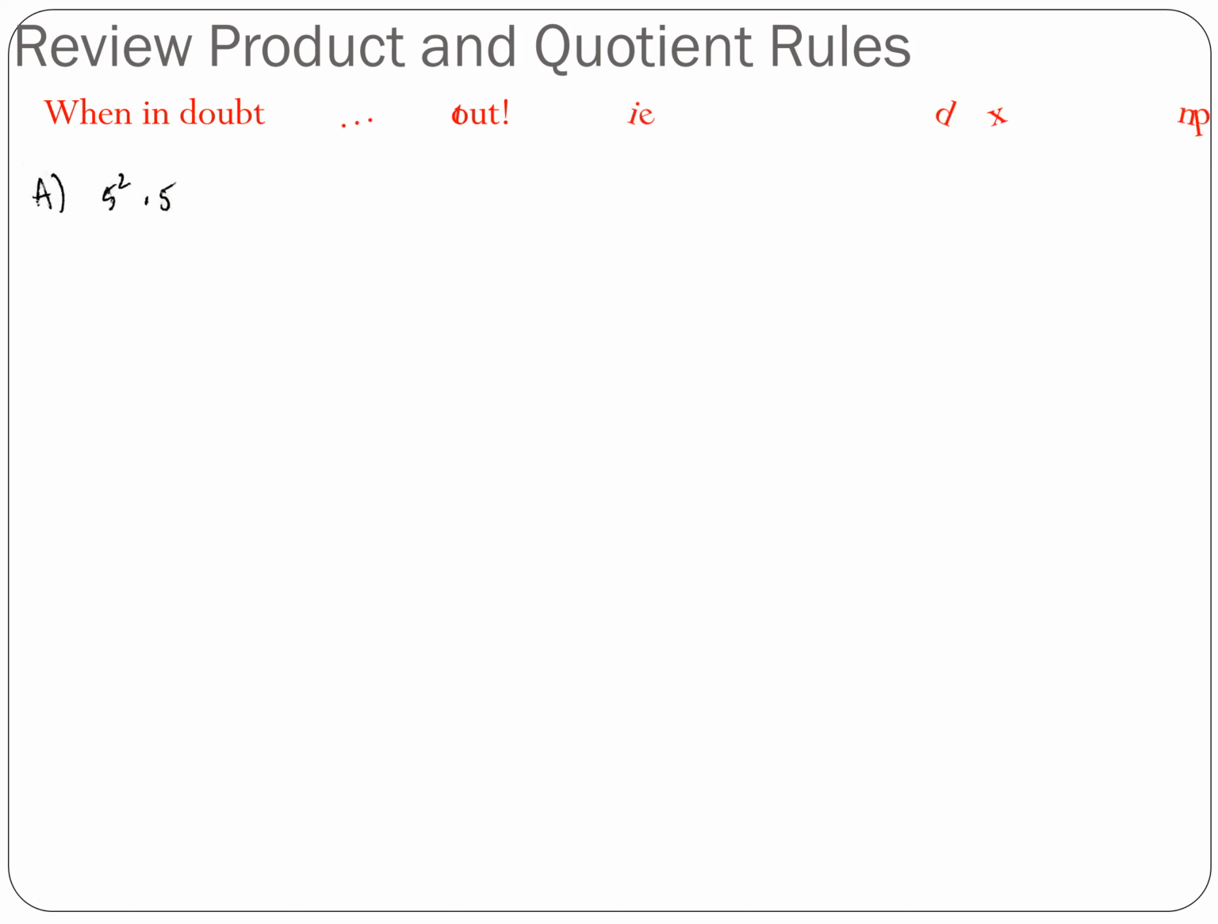Wherever you are in doubt, expand that question out. Let's take a look at example A. For example, if I expand that out, 5 squared is 5 times 5. Times 5 to the first power is just another 5. All right, so I'm multiplying. So I have 3 5s here, which means my exponent would be 5 to the third power. Yeah, that wasn't that hard. So we just added those exponents.